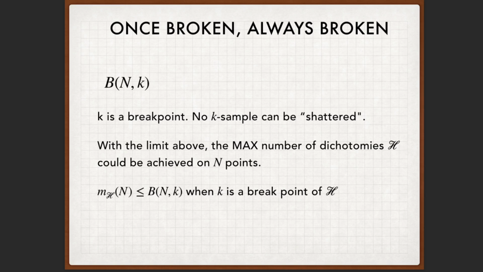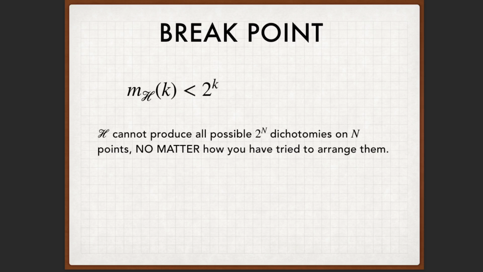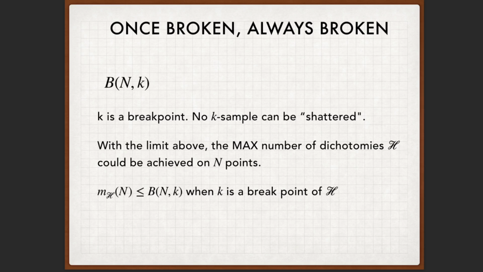To prove that, when there exists such a k, then for any number beyond k, the maximum number of dichotomies for the hypothesis H to generate on n data points, when n is greater than k, is polynomial in n. To establish this result, we introduce an auxiliary quantity. Let's call that B(n, k).